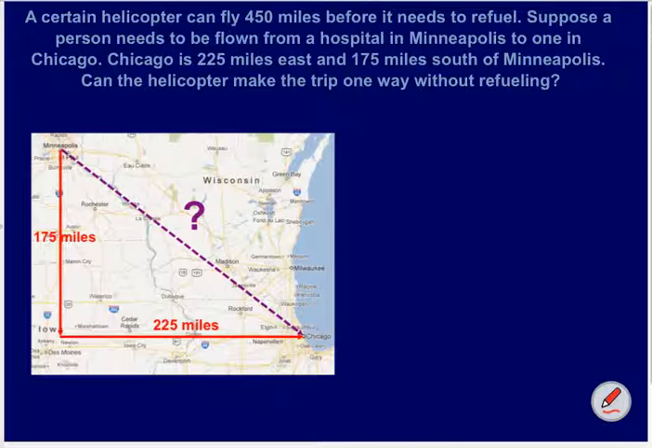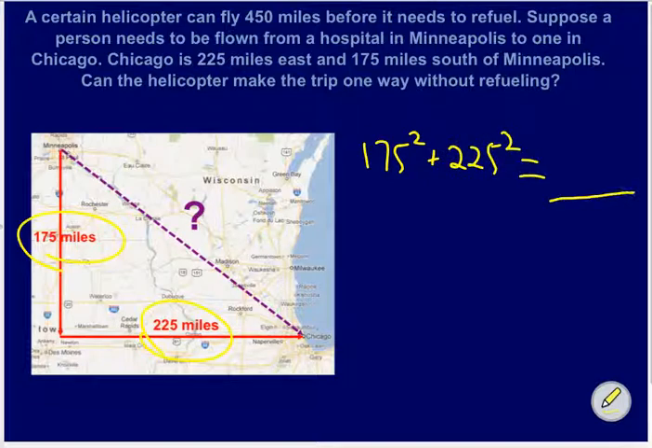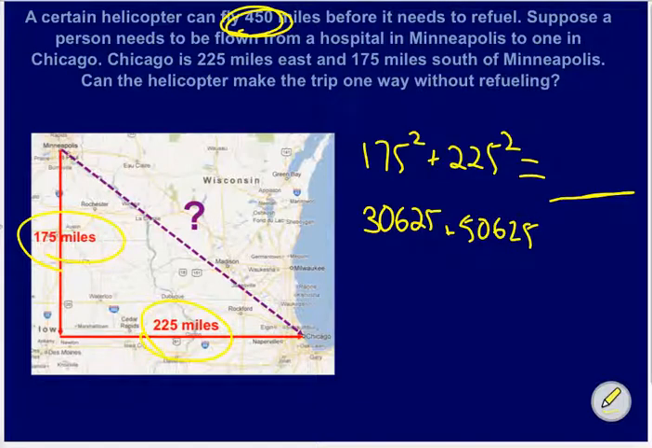So you'd use the Pythagorean theorem, I hope, and notice that 175 miles, 225 miles, so it's going to be 175 squared plus 225 squared. And you're trying to figure out, is the answer smaller than 450? Because if it is, then I'm fine. Otherwise, the guy's not going to get there. So 175 squared is going to be 30,625. 225 squared is going to be 50,625.